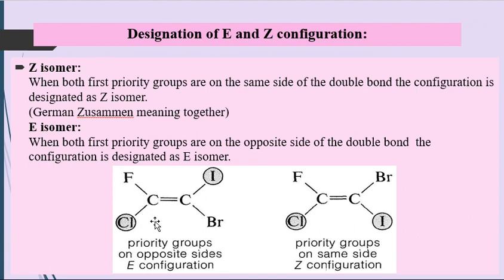Suppose we consider the first doubly bonded carbon, then for these two atoms, chlorine gets first priority because the atomic number of chlorine is 17, and fluorine's atomic number is 9, therefore second priority to fluorine. Then consider the second carbon, to which iodine and bromine are attached. The atomic number of iodine is greater, therefore first priority to iodine and second priority to bromine. When these two first priority groups are on the opposite side of the double bond, this configuration is E configuration. In the same example, if these two first priority groups are on the same side of the double bond, then this configuration is Z configuration.